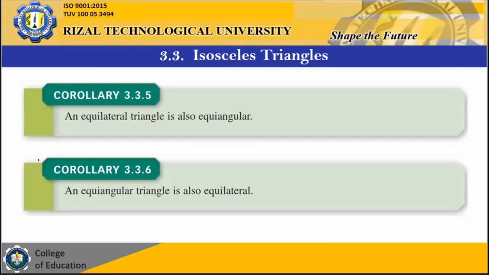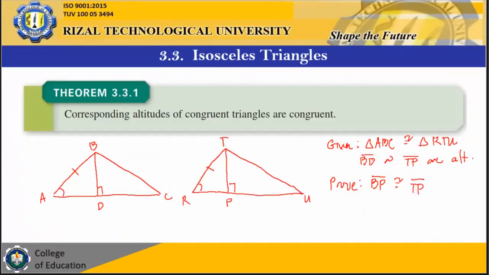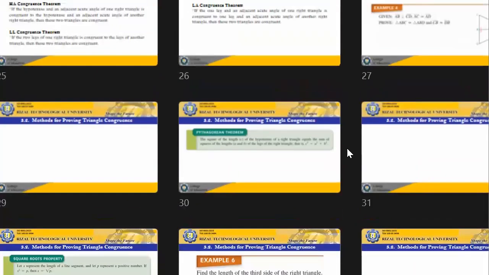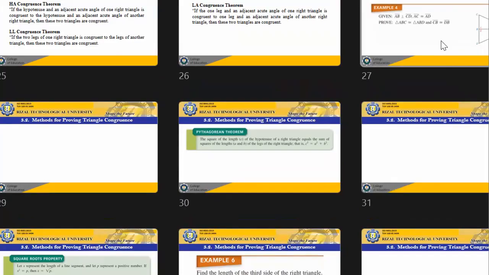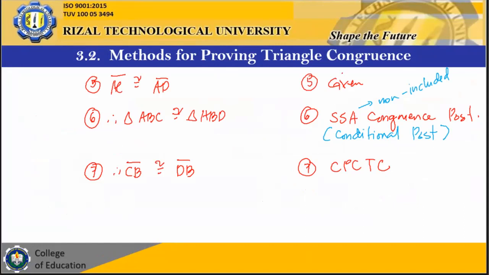Question. Sir, may tanong ako. Sige, Calvin. Yung SSA congruence postulate po, pwede po siya maging HL, sir? Pwede siyang maging HL provided that it is a right triangle. Sige, balikan natin yung sinabi mo kanina sa example. Ito yun, tama? So pwede yan, pwede rin ganito.